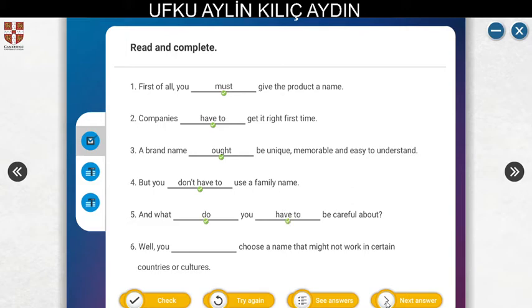And what do you have to be careful about? What is important? Well, you shouldn't choose a name. We don't use ought to frequently in a negative sentence. We prefer to use shouldn't. Well, you shouldn't choose a name that might not work in certain countries or cultures. Yes, be careful.